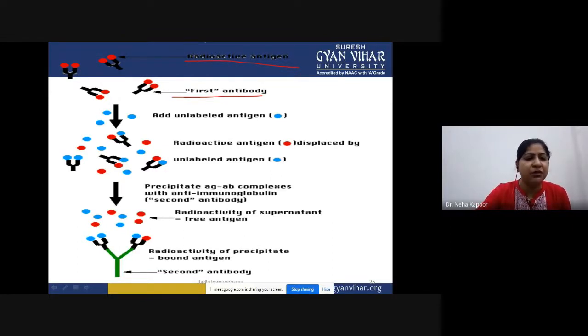What happened was, this is the radioactive antigen and this is the first antibody. Onto this antibody, the radioactive antigen is already bound. As you can see, the sites are saturated. Now we have added an unlabeled antigen.